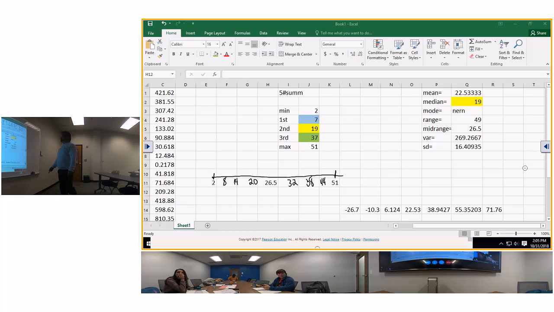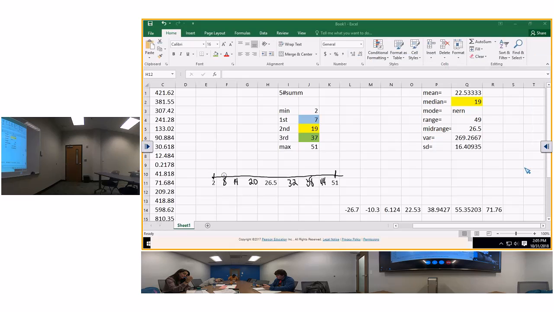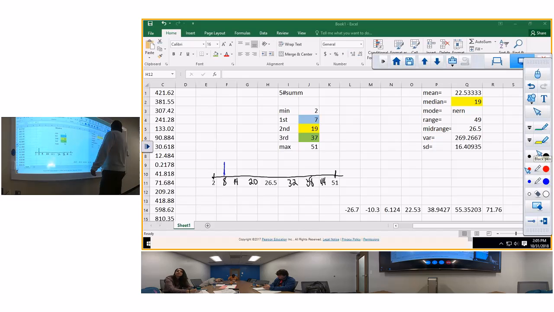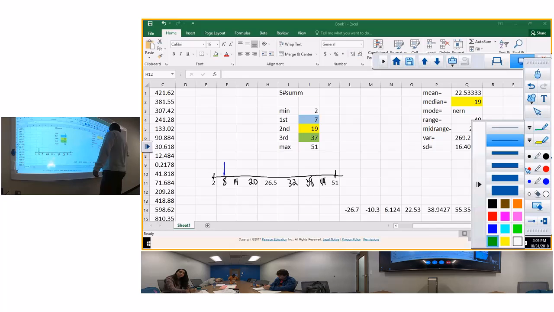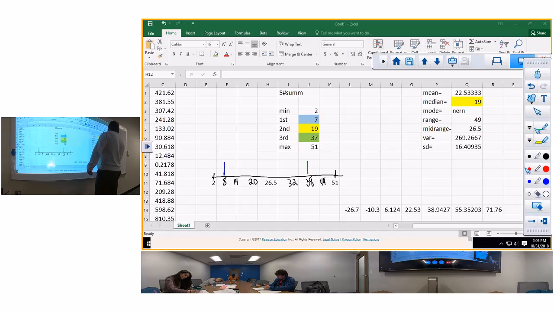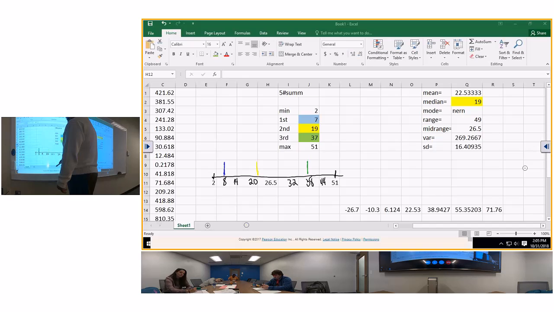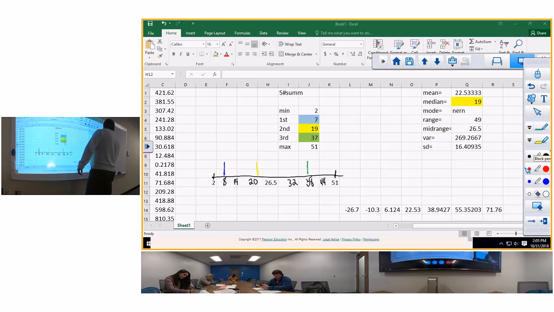Now let's do blue. Blue is 7. Green is 37. And the middle is 19. And your box plot is pretty normal.